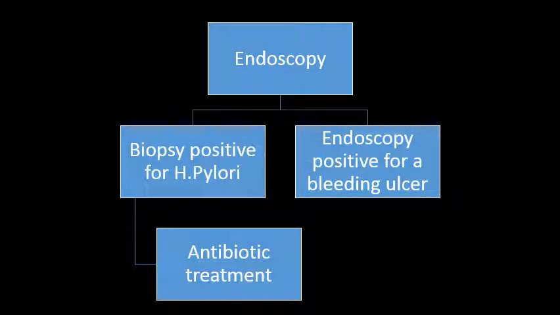So, you do an endoscopy when there is a doubt about the diagnosis. If it is positive for a bleeding ulcer, then you try to repair that by injecting epinephrine or cautery, and if it is positive for H pylori, you start treatment for it.